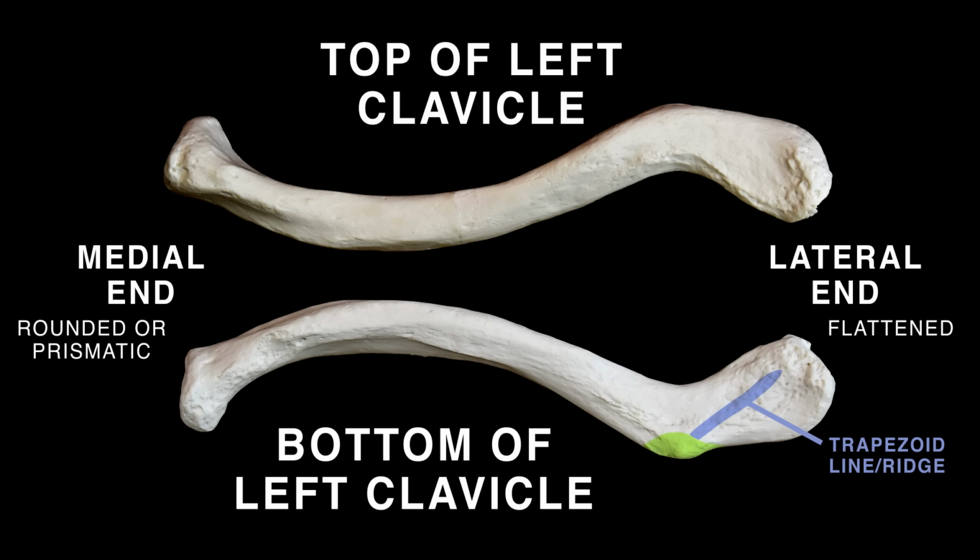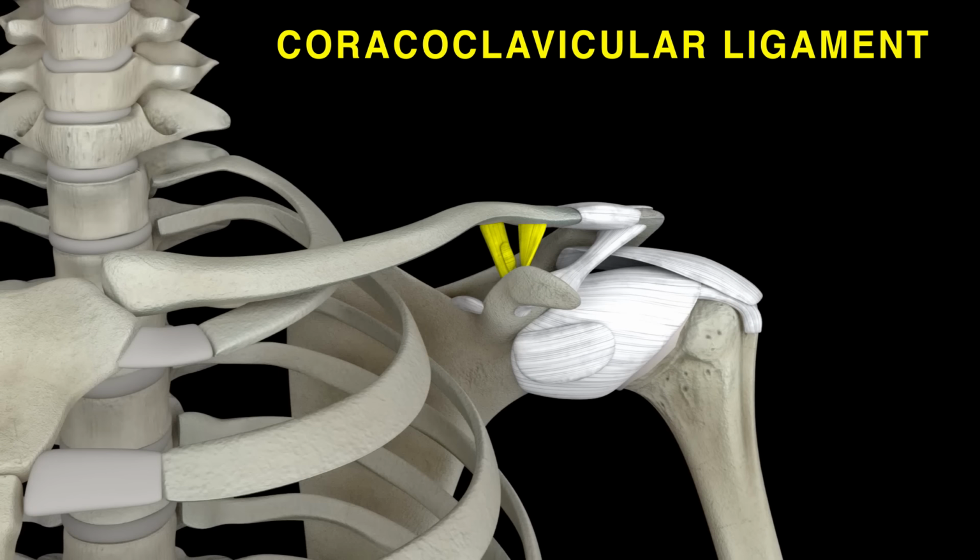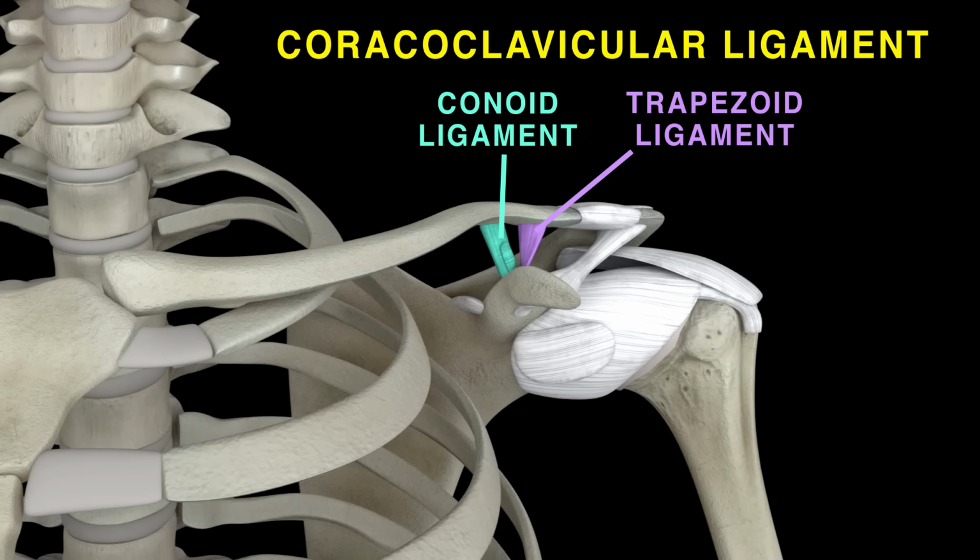Medial to the trapezoid ridge is a slight rounded projection called the conoid tubercle, also called the coracoid tuberosity, which is overtop the coracoid process of the scapula. Note that the coracoclavicular ligament, which connects the clavicle to the coracoid process, is made up of two fasciculi, the trapezoid ligament and the conoid ligament.